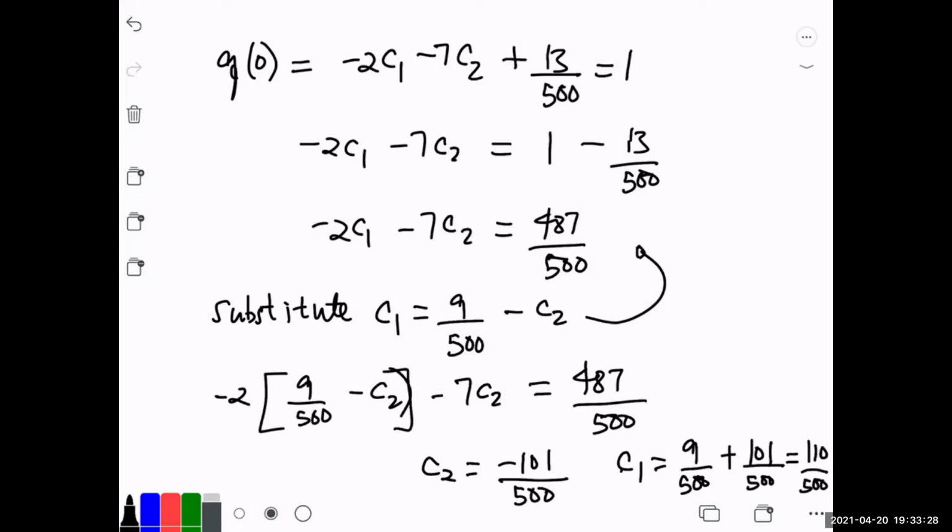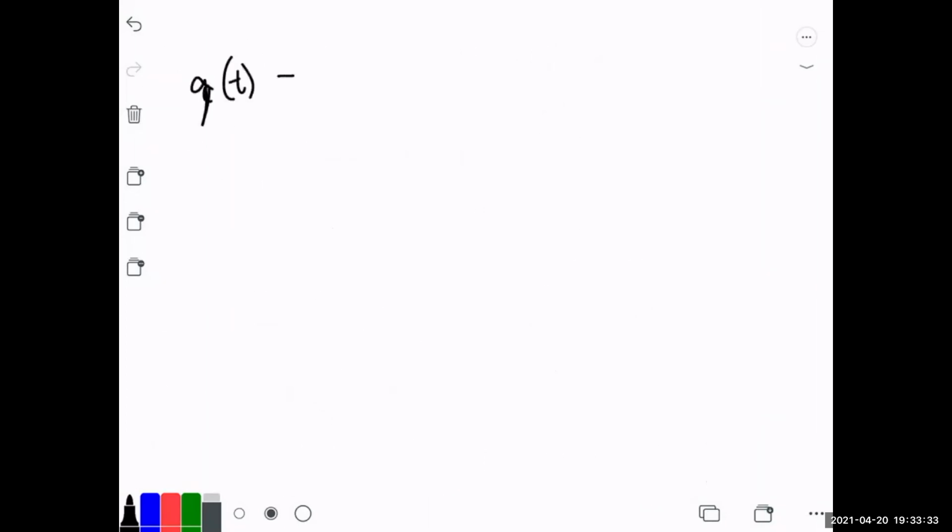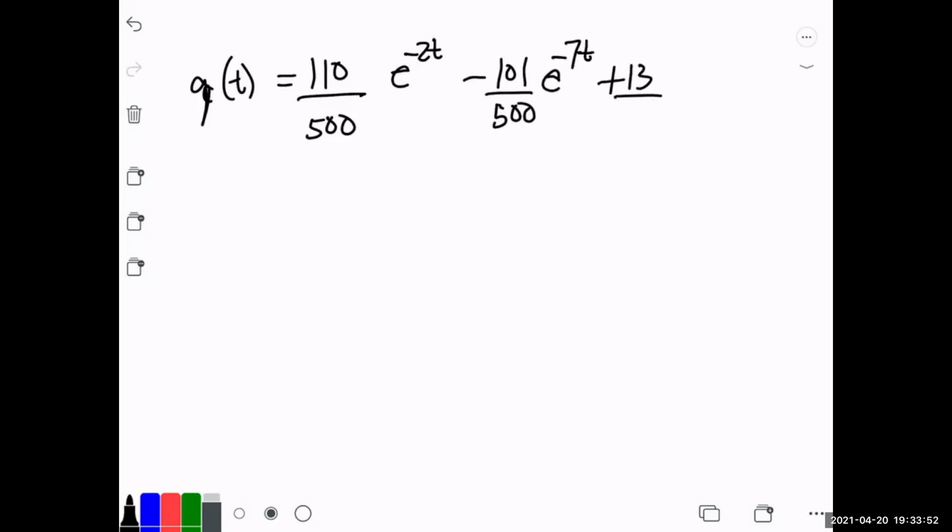Okay, so our solution would be, let me write it, Q of t equals 110 over 500, which is our C sub 1, and then e to the negative 2t, minus 101 over 500, which is our C sub 2, right, e to the negative 7t, plus, of course, the particular solution 13 over 500 sine of t minus 9 over 500 cosine of t.